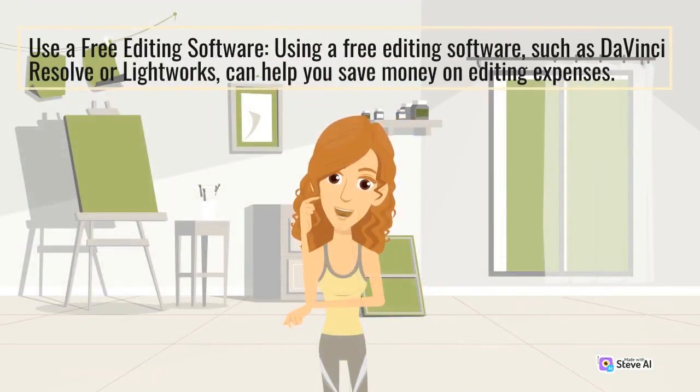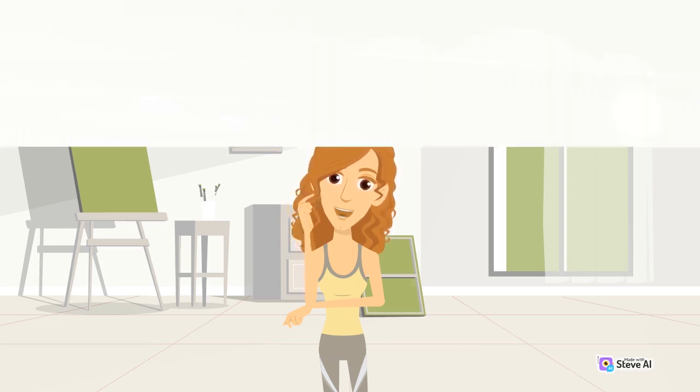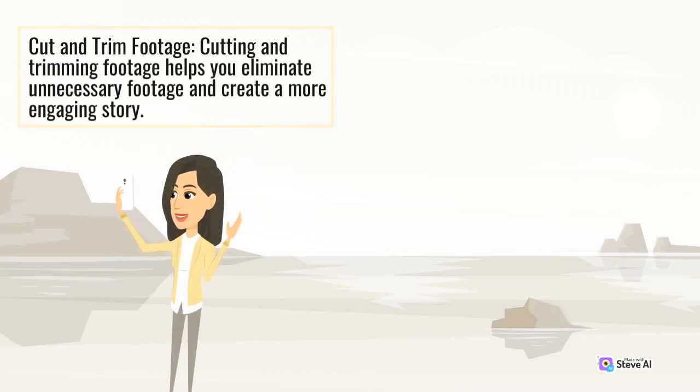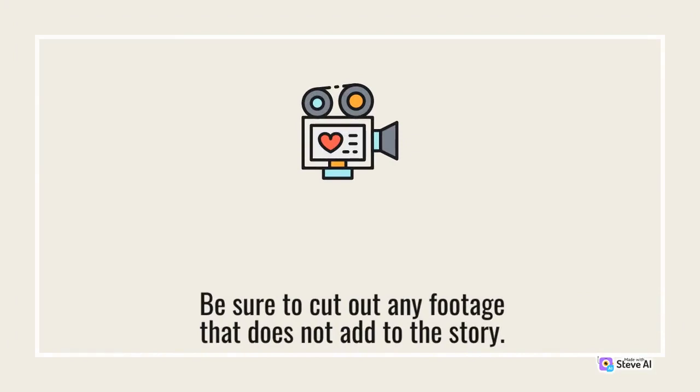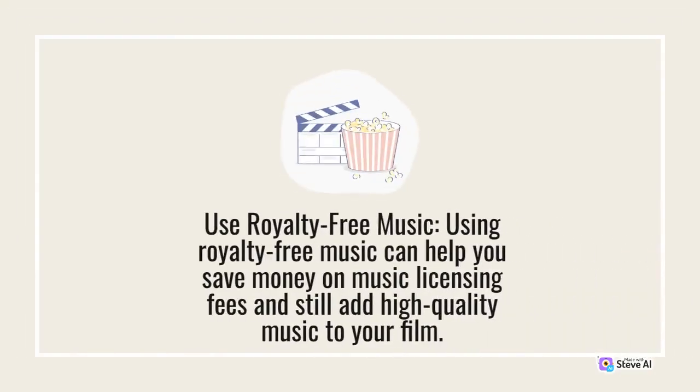Use a free editing software. Using a free editing software, such as DaVinci Resolve or Lightworks, can help you save money on editing expenses. Cut and trim footage. Cutting and trimming footage helps you eliminate unnecessary footage and create a more engaging story. Be sure to cut out any footage that does not add to the story. Use royalty-free music. Using royalty-free music can help you save money on music licensing fees and still add high-quality music to your film.